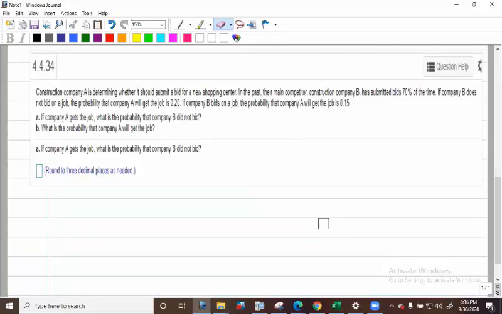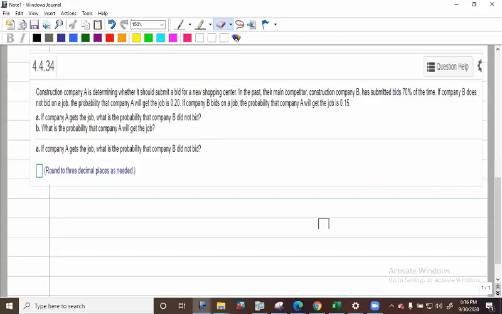Okay, construction company A should have submitted a bid for a job, and its main competitor, company B, has submitted bids 70% of the time. If company B does not bid on the job, the probability that company A will get the job is 20%. If B bids on the job, the probability that A will get the job is 0.15.